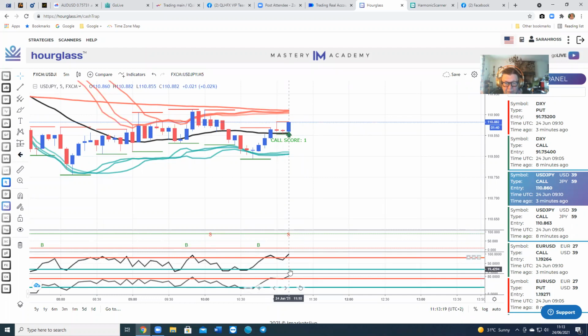So we have got it in the overbought area, overbought. Still got the S there for the sell. And you can see we're now given a number.